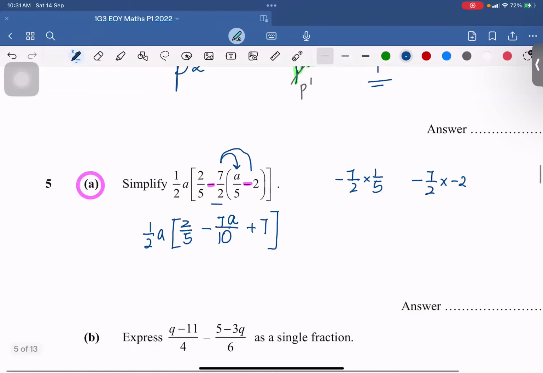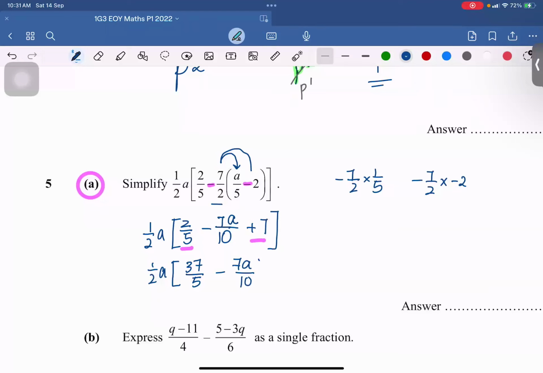Right? So then the next term, we're going to just simplify the terms inside the brackets first. 2/5 is just a number, 7 is just a number. For algebra, write it in terms of improper fraction. Do not give me mixed number, right? So write this in terms of improper fraction. That will be 37/5 minus 7a/10.